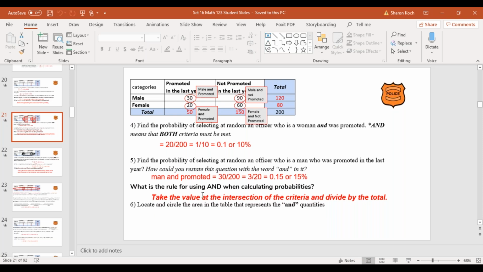Okay, so when we use the word "and" when we're calculating probabilities, we need to take the value at the intersection of the criteria. In other words, both things have to be true. So that's why it's kind of easy to use a chart, because we can see where those intersections actually are.